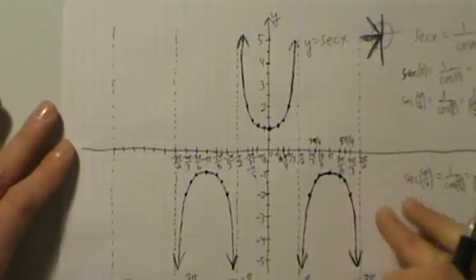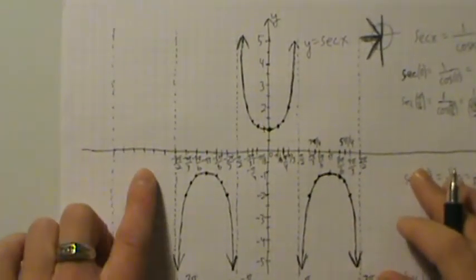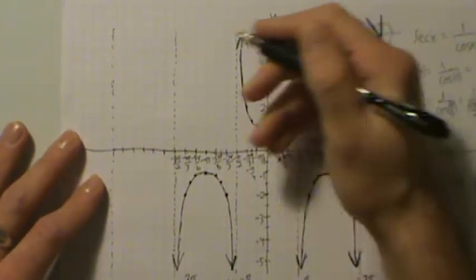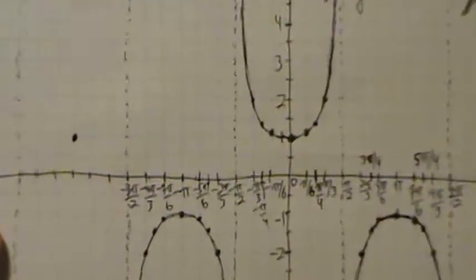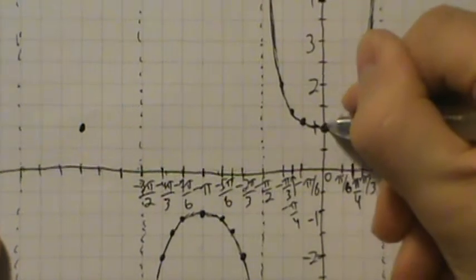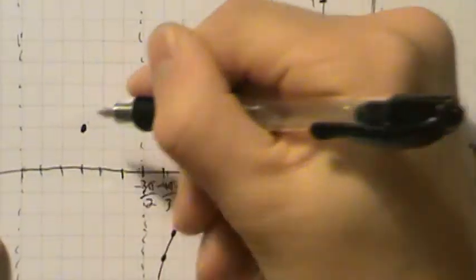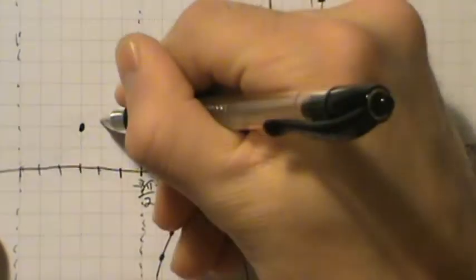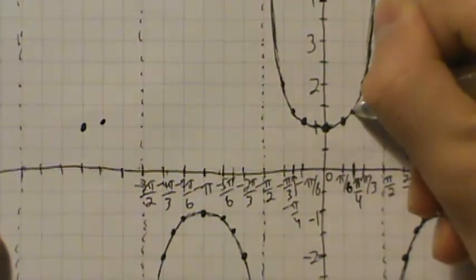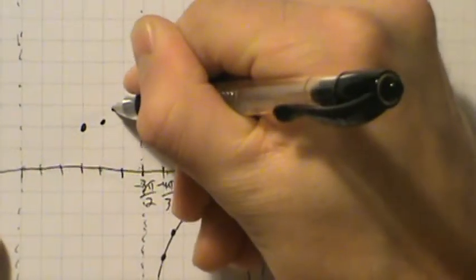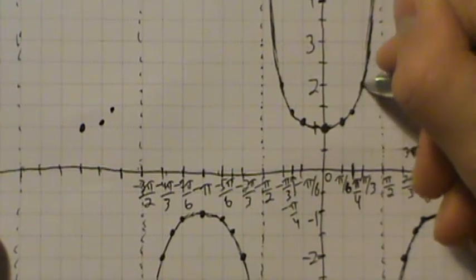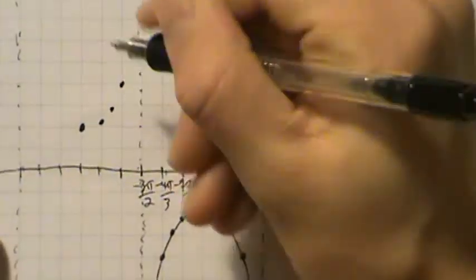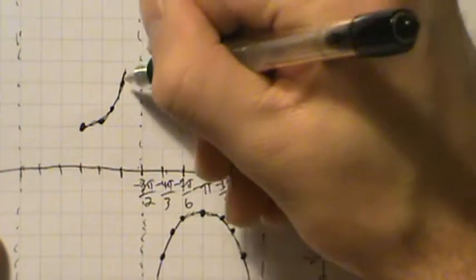Because of the periodic properties, we don't even have to label these, so I'm not going to take the time to do it. It's just going to be this point right here. Using periodic properties, this point gets shifted to this point, which gets shifted to this point right here. And then this point gets shifted to this point here. Then we can connect those dots.